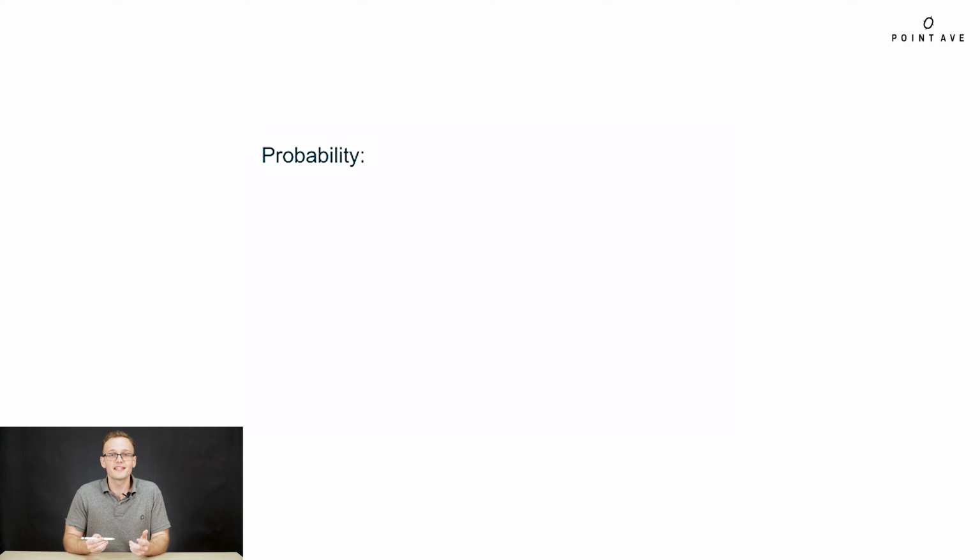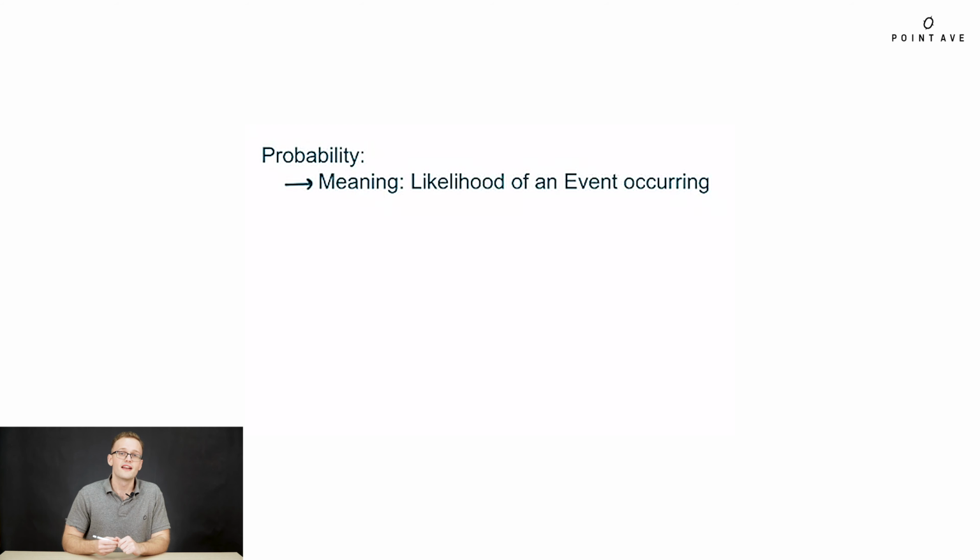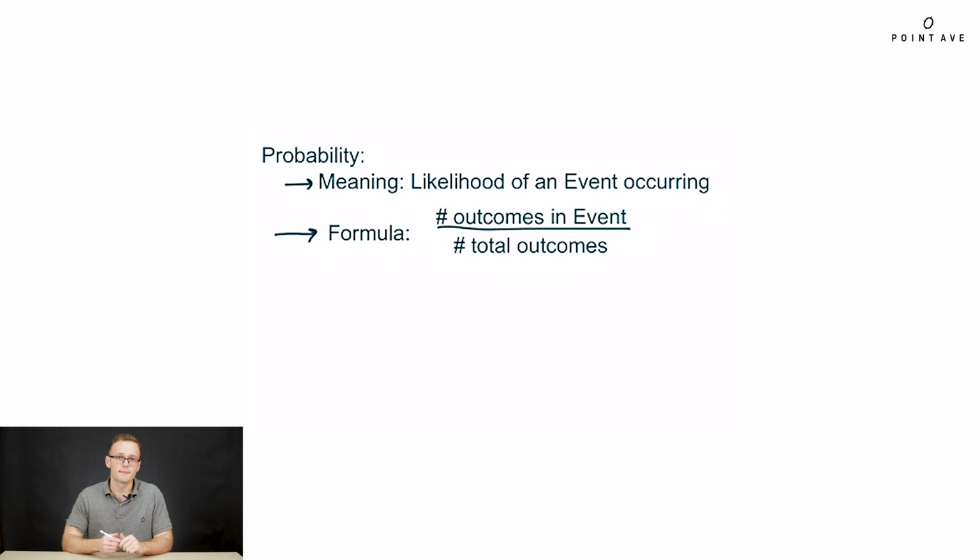Probability describes the likelihood of an event to occur. An event is something like flipping heads or choosing a green candy from a bag of colored candies. So that's the meaning, the interpretation, and how do we actually calculate probability? The formula is the number of outcomes in our event divided by the number of total possible outcomes. Now we would often see this written as number of desired outcomes divided by the number of total possible outcomes.